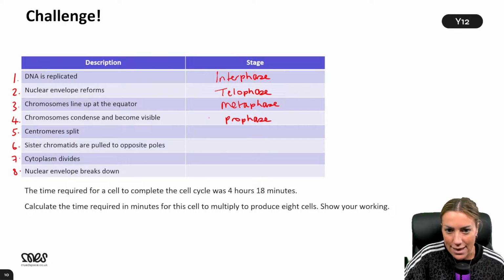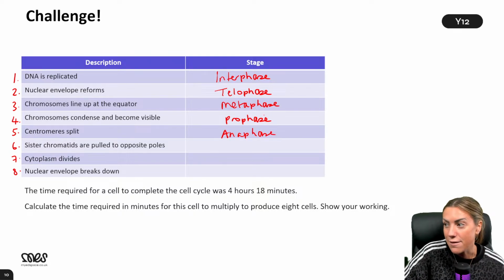Centromeres split. Well done, Esther. Anaphase, that would be at the start of anaphase or early anaphase. The centromeres split. Sister chromatids are pulled to opposite poles.